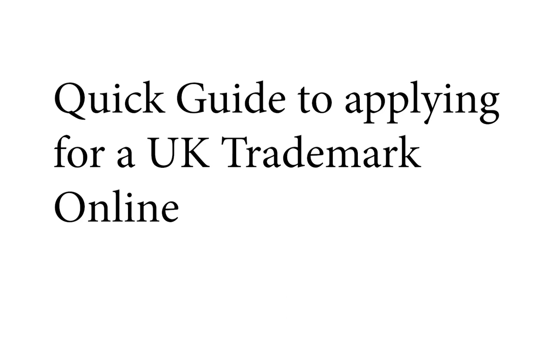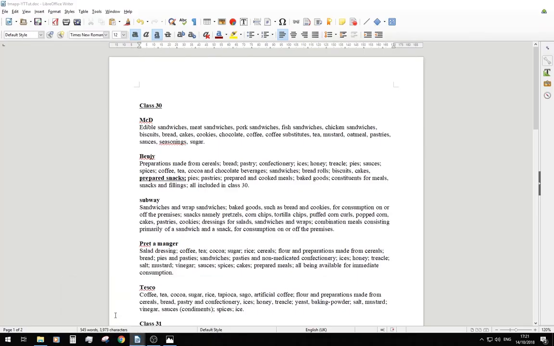And also that as a result of having done that, we have created a document something like this, whereby I have looked at my potential competitors and what they've trademarked their names in. In this case, it was for a sandwich shop, so McDonald's, Subway, Benji's, etc. And I've compiled the goods that they applied their trademark to in each class. So obviously there's a lot of overlap, but for example, Benji's included prepared snacks in their lists of goods, which McDonald's did not.